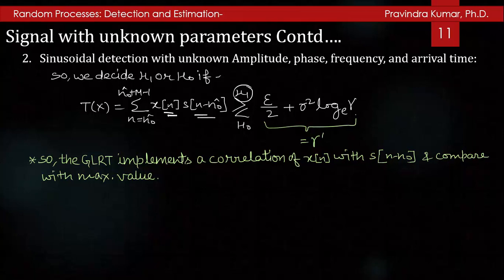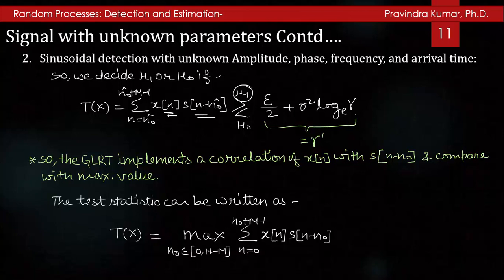So the test statistic can be written as T(x) is equal to the maximization of this expression with n0, where n0 belongs to 0 to N − M. So T(x) will be the maximization of the summation from n = n0 to n0 + M − 1 of x[n] s[n − n0], and the maximization over n0, which belongs from 0 to N − M.